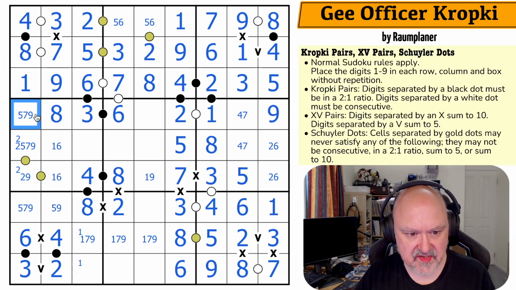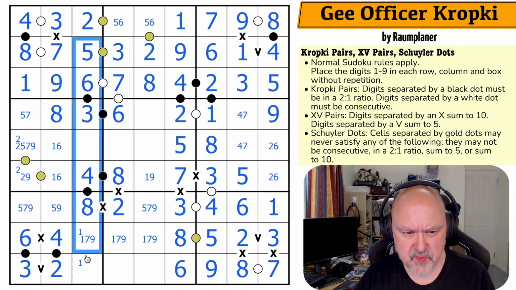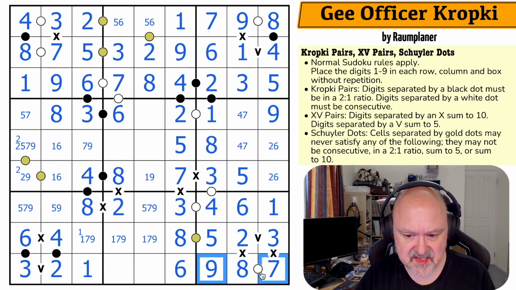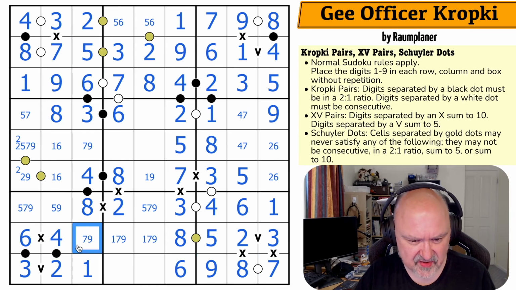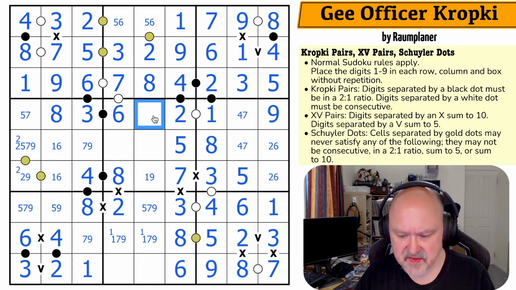The 9 looks across saying there's no 9 here. This is 5, 7, or 9. This column is 1, 7, or 9. So this is 7 or 9 because it can't be 1. This is just 1 because it sees 7, 9. So this is a 7, 9. 1 is in one of those two. This is 4 or 5 only.